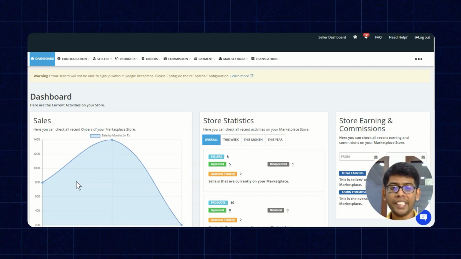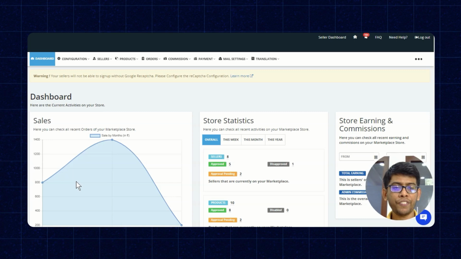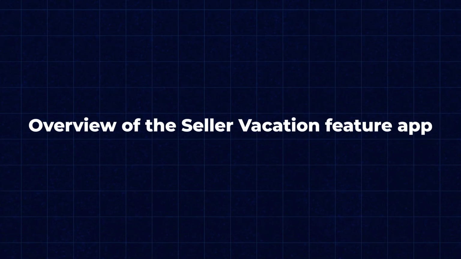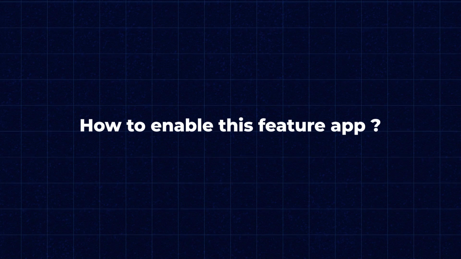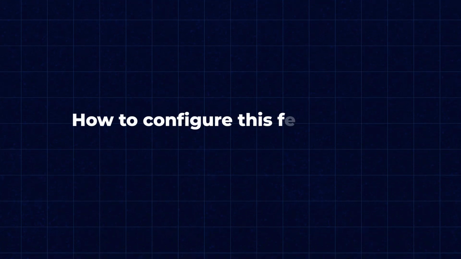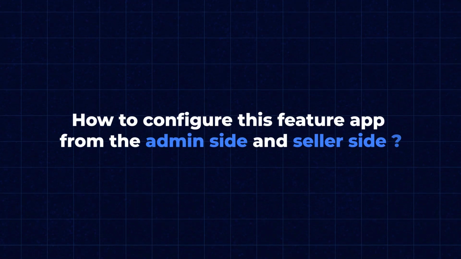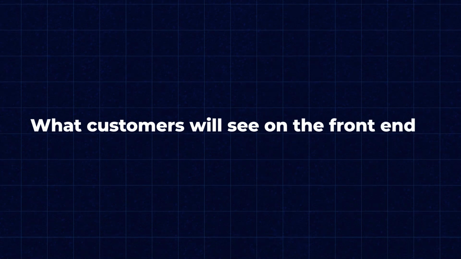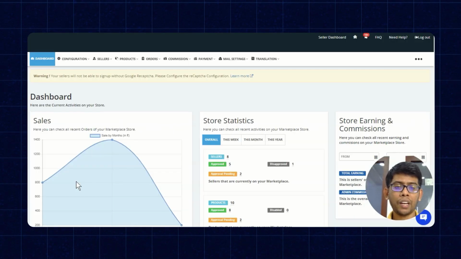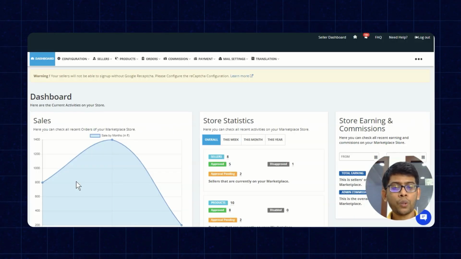Before we go into the details, let's have a quick look at what we will be covering in this video. So first, the overview of the Seller Vacation feature app. How to enable this feature app. How to configure this feature app from the admin side and seller side, and what customers will see on the front end when the seller is away. So let's start with a quick overview.